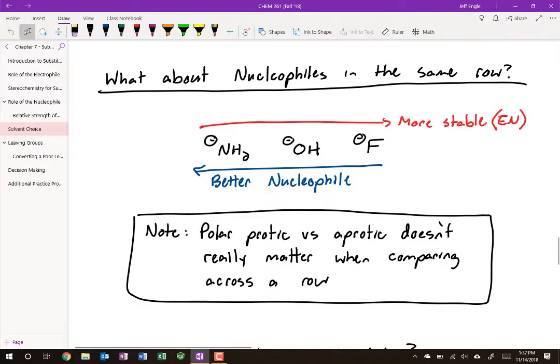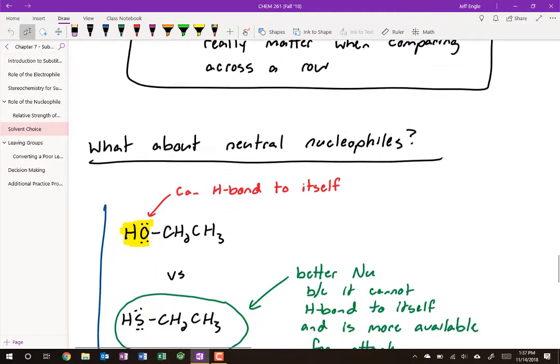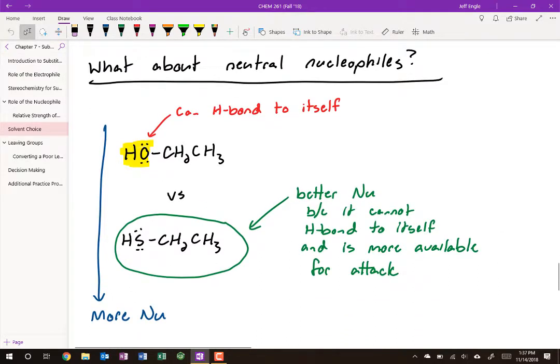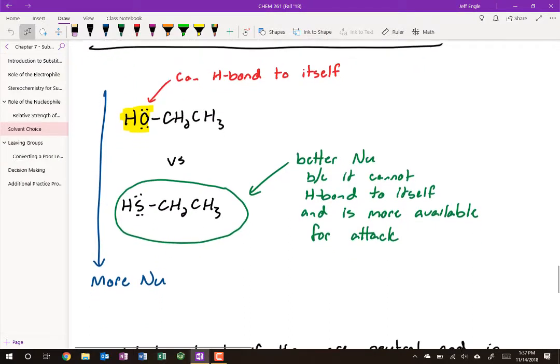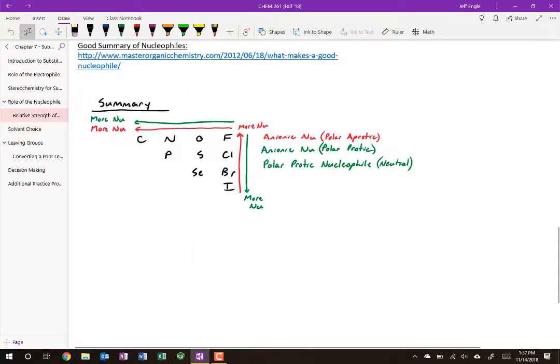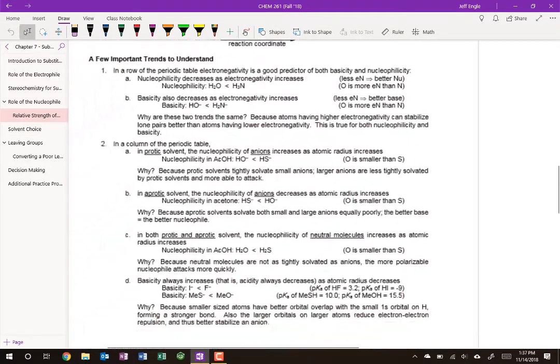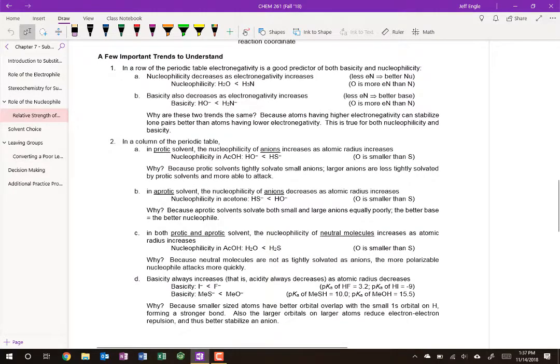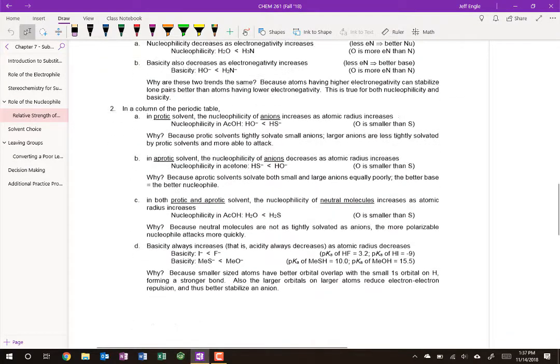And then we said nucleophiles in the same row, you get more nucleophilic as you go left. So in this case, nitrogen with a negative charge is going to be a better nucleophile than fluoride due to electronegativity. And then we said with neutral nucleophiles, when you're going up and down a column, you get more nucleophilic as you go down due to less H-bonding or dipole-dipole interactions. And then if you're comparing neutral nucleophiles across a row, it gets more nucleophilic as you go left to right. So there's a lot to pay attention to. If you remember the sheet I gave you a few days ago, it's actually somewhat summarized in the bottom of the sheet talking about solvents as well.